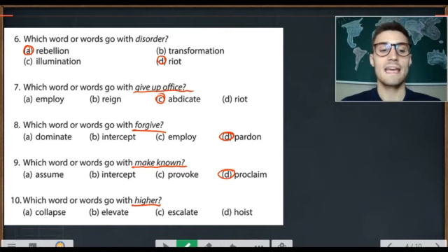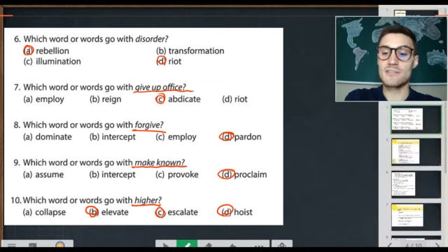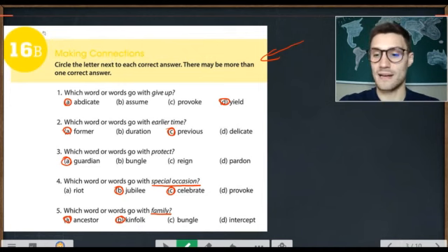Question 10. Which word or words go with higher? Higher. A, collapse, B, elevate, C, escalate, D, hoist. I can see 3 correct answers. Which word or words go with higher? B, elevate, like an elevator. C, escalate, like an escalator, those rolling stairs. And D, hoist. Now these are the correct answers for activity 16B. Make sure you got all these correct answers.